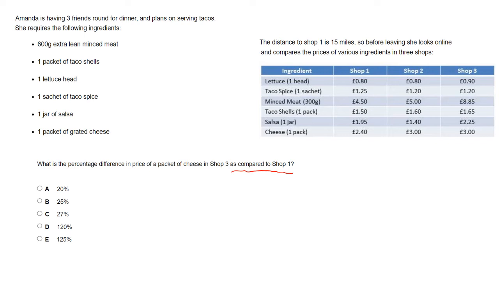So a packet of cheese costs £3 in shop 3, £2.40 in shop 1, so the price difference is 60, and so the percentage difference is 60 over 240 times 100, and 60 over 240 is a quarter, so that's 25% is the right answer. So again, you could do it on your calculator, but you probably didn't need to do that, because you could probably work out 6 is a quarter of 24. So that enables you to do it faster, and if you can, you should, because time is going to be an issue here.